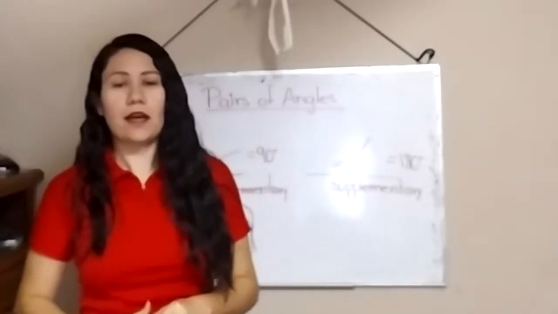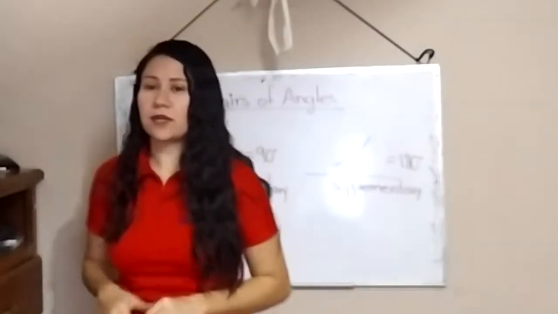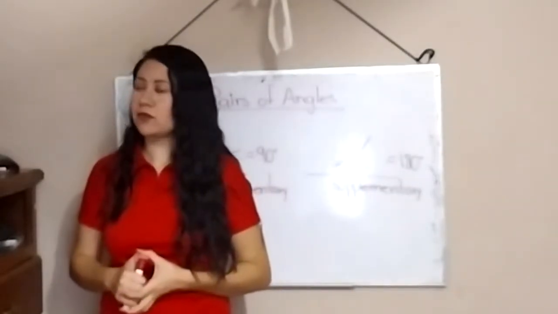So, if we have an angle of 40 degrees, what would be the other angle needed to make it complementary? We would need a 50-degree angle. Why? Because 40 plus 50 gives us 90. If we have a 100-degree angle, what do we need to make it supplementary? We are missing 80 degrees to complete the 180. Okay? It's very simple to find complementary and supplementary angles.